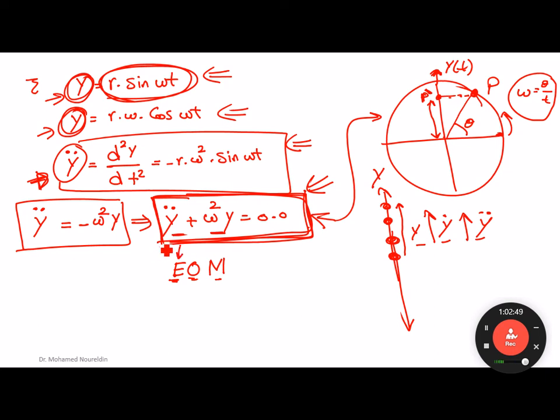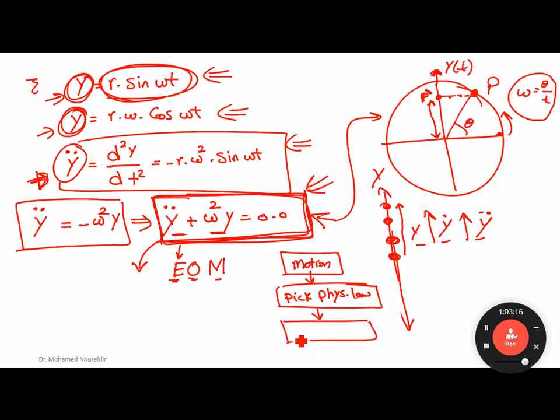Now, what is this differential equation? This differential equation mathematically can be solved. So remember we said to understand or describe the motion, and after that, pick the physical law. The physical law is the second thing that we have done. And after that, we apply math, which we are doing right now. We are applying math now. We have obtained our equation of motion. This is a differential equation.